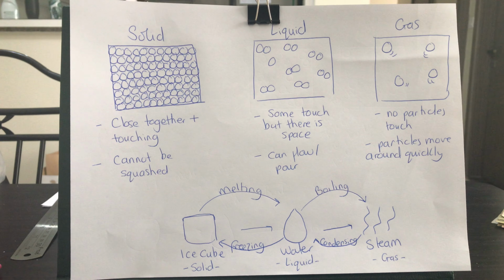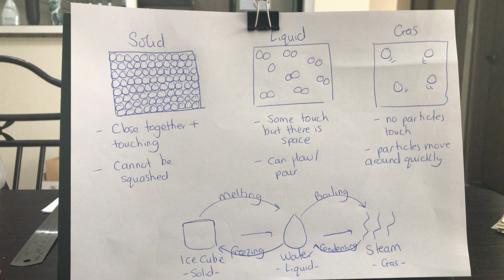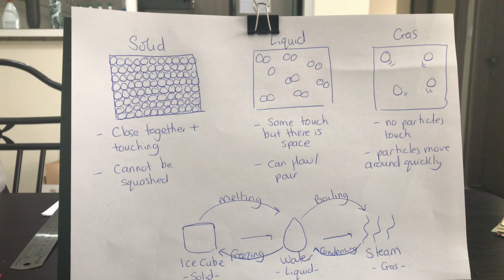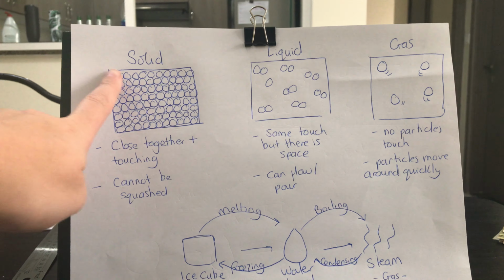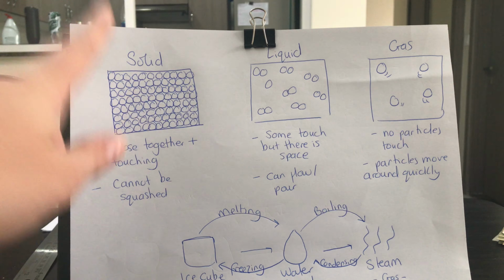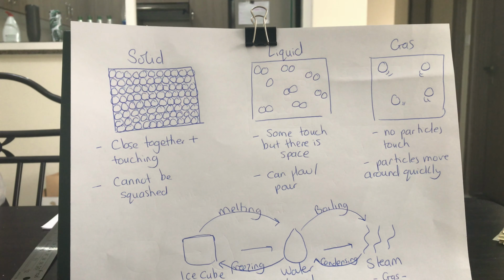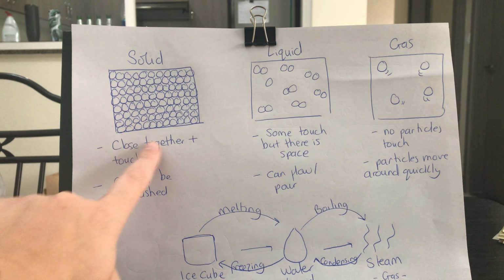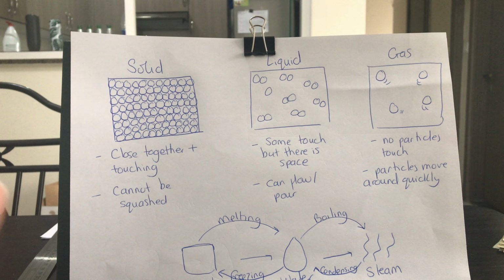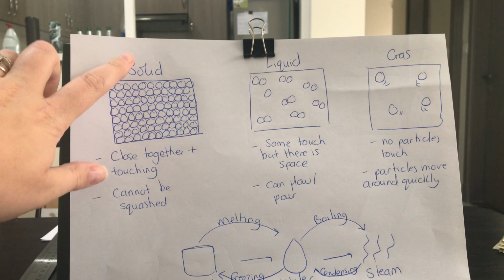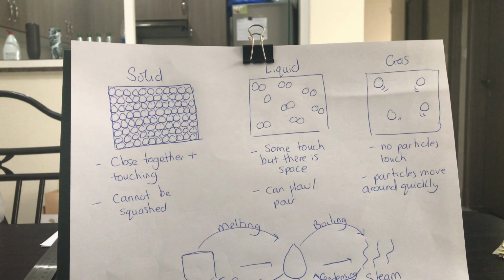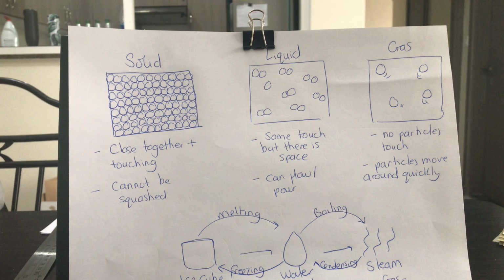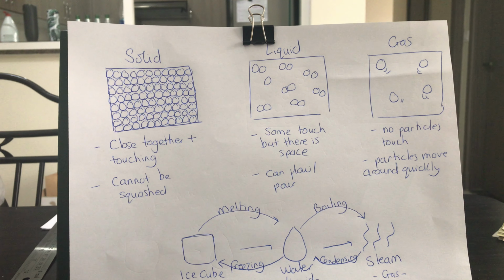Solids, liquids and gases all have particles in them, but they look a little bit different depending on which one it is. So in a solid, our particles look like this. All these little circles really close together and all touching. Can you see? There's no room between them. So a solid might be something that you cannot squash, like a table or a pen. Can you think of any other examples of solids?